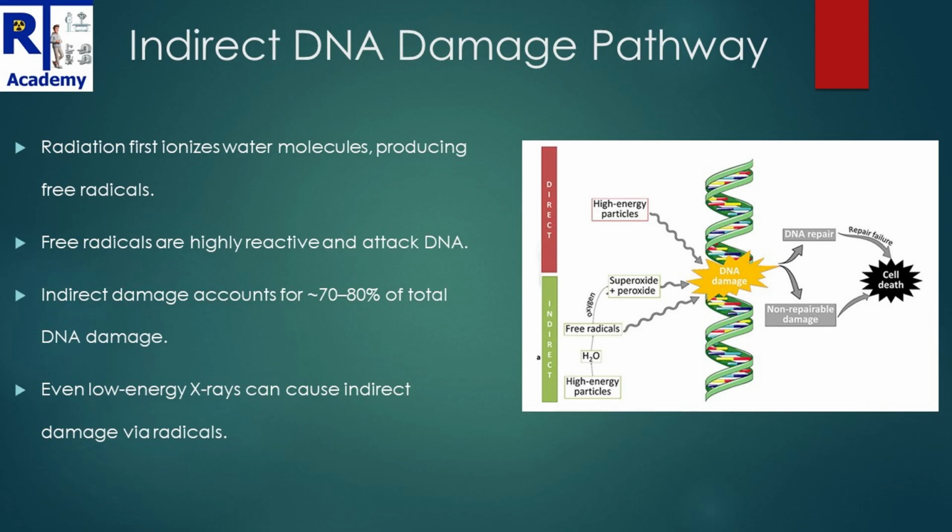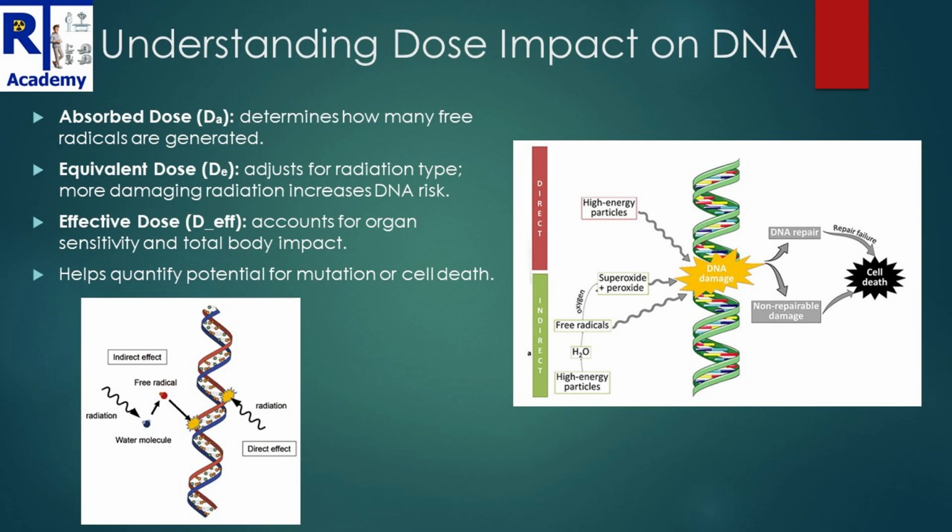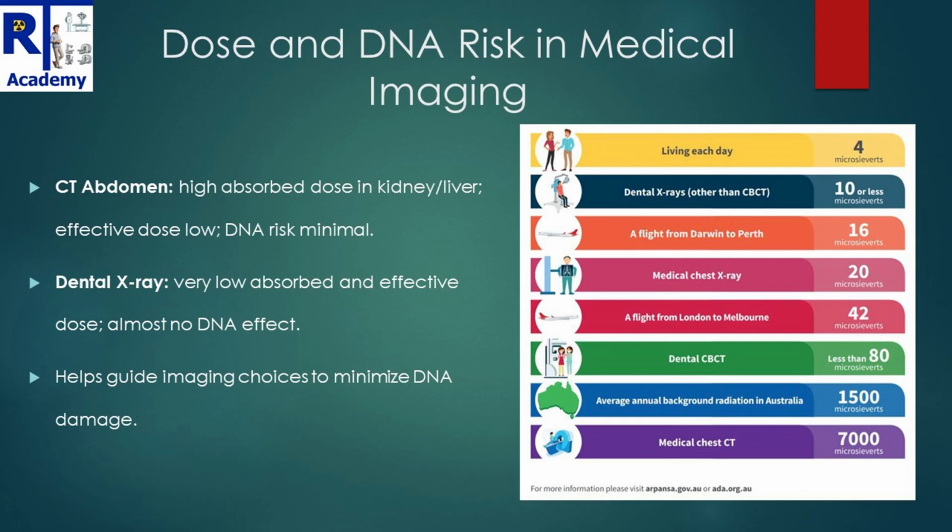Role of doses. Absorbed dose determines how many free radicals are produced. Equivalent dose reflects the effect of more damaging radiation on DNA. Effective dose shows the overall potential for mutation or cell death. Practical examples: CT abdomen, absorbed dose in kidney and liver high, but effective dose low. DNA risk minimal. Dental X-ray, very low dose, almost no DNA effect.